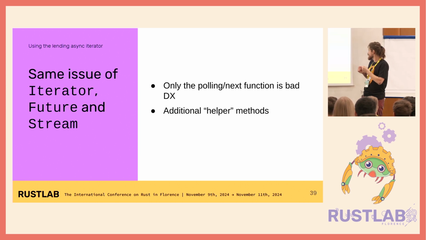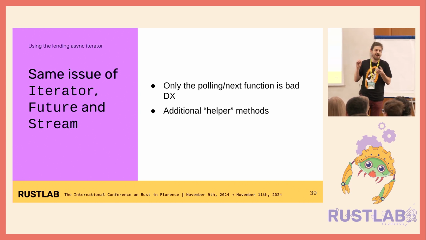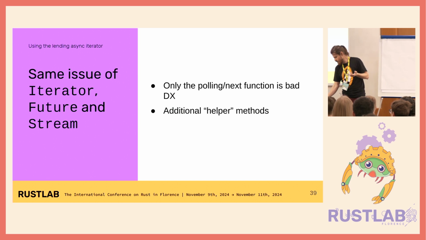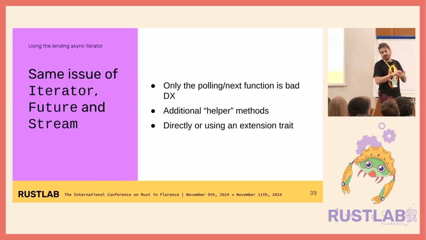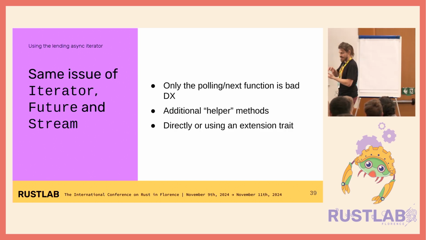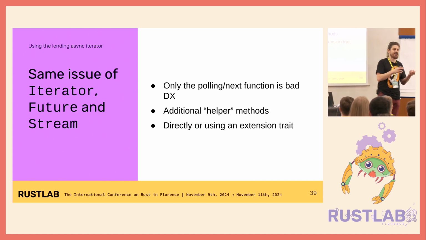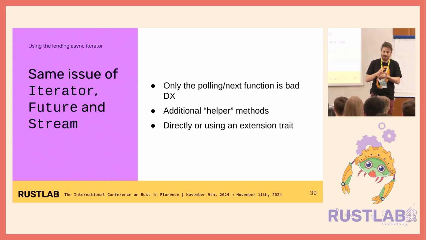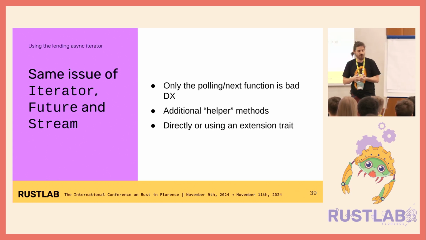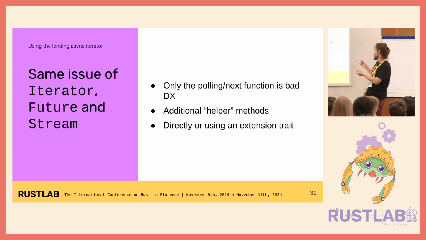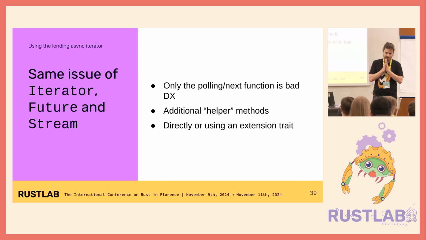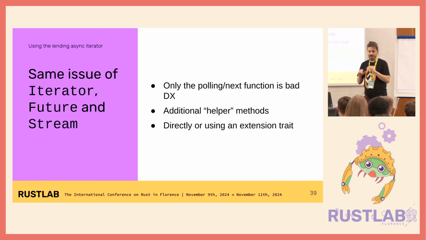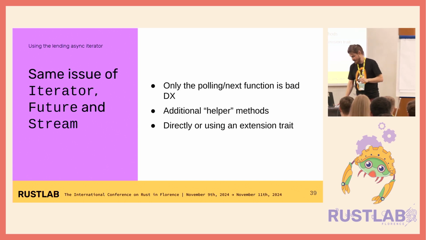And it's possible to define them. As you can see in the iterator trait itself, they're defined inside the iterator. Or for instance, with the future and stream, you have extension traits that can define auxiliary methods for them, and they're very useful. So we can try to implement them as well for the lending async iterator. We are going to implement just a couple of them. We don't have much time, unfortunately.